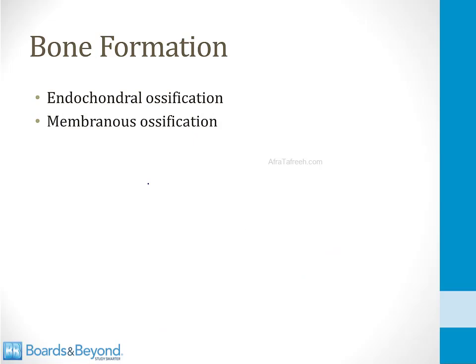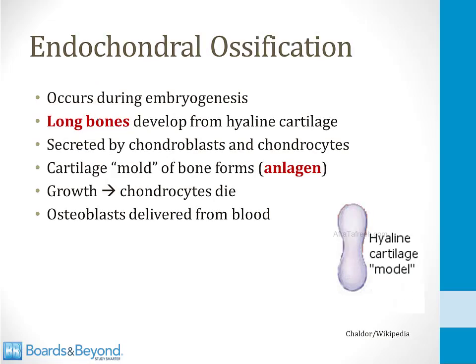Now let's talk about how bone forms in utero. When a baby is born, that baby has long bones and flat bones and other bones. So how do those bones get there? There are two major ways by which this occurs in utero. The first one's called endochondral ossification, and the second one is membranous ossification. Endochondral ossification occurs during embryogenesis. This is the process by which our long bones form.